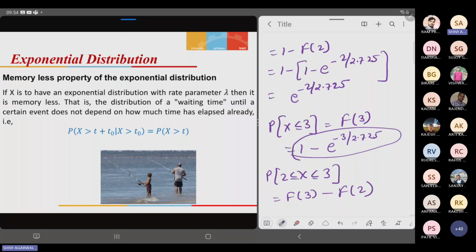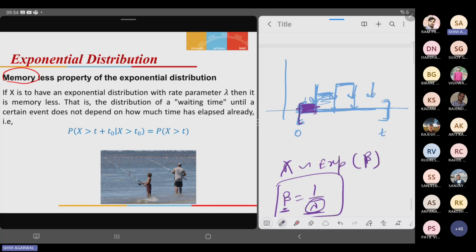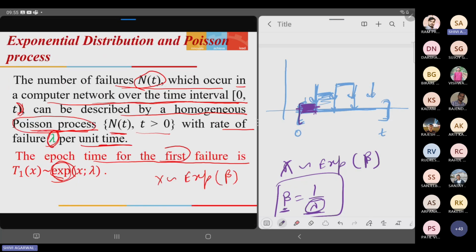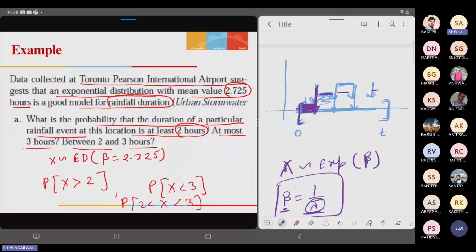Now the important thing is what? Memoryless property. Why are we saying memoryless property? In the exponential distribution, we are talking about the time for the first failure. After the event has occurred, they forget about it. So now the time starts again at the initial point.